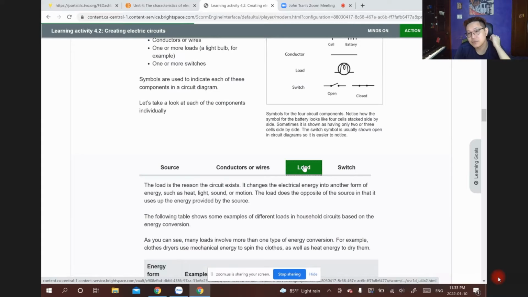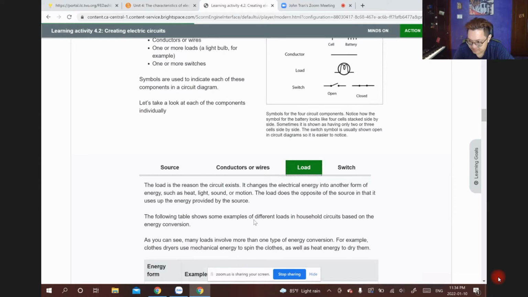It's the device that you need to plug into the electricity. It's the device you use, and it's the reason why you need the electricity. It's called a load. It uses up the energy provided by the source and changes the electrical energy into another form of energy. The load is the opposite of the source in that it uses up the energy provided by the source.